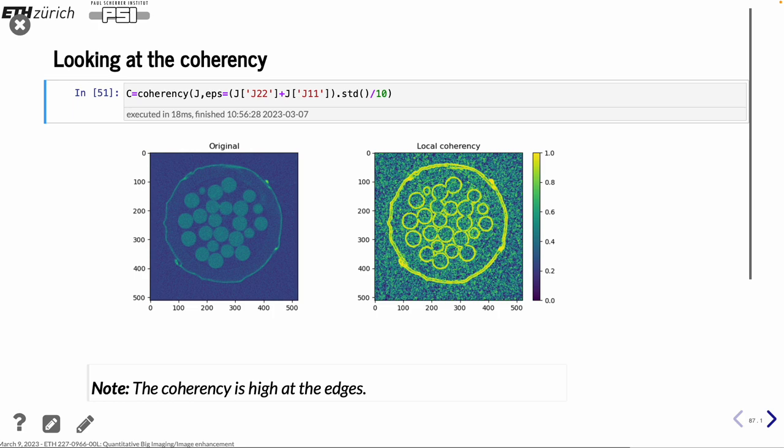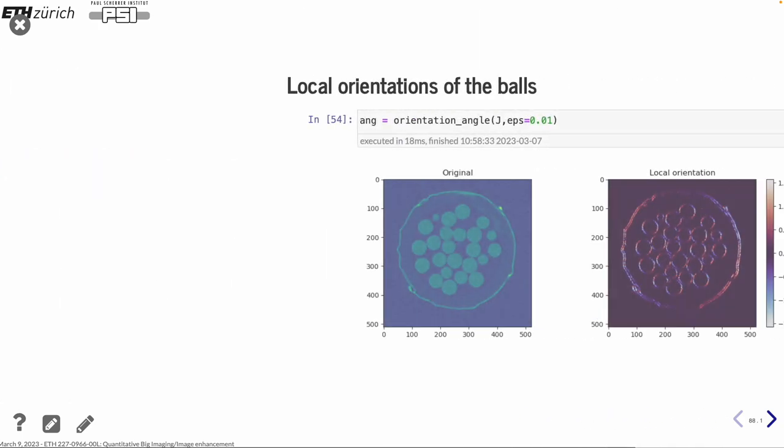And now looking at the coherency of this ball packing, you can see that around the edges we have a lot of clear information, but outside where it's flat, okay, it looks a bit noisy, but essentially very low values in coherency. So that tells us as soon as we have edges, we want the information.